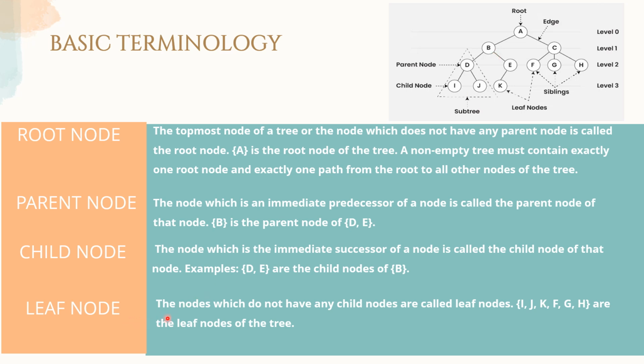Leaf node. The nodes which do not have any child nodes are called leaf nodes. In this example, I, J, K, F, G and H do not have any child, so these nodes are called leaf nodes.